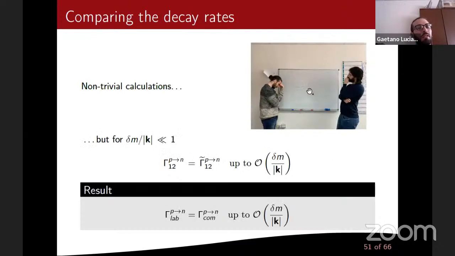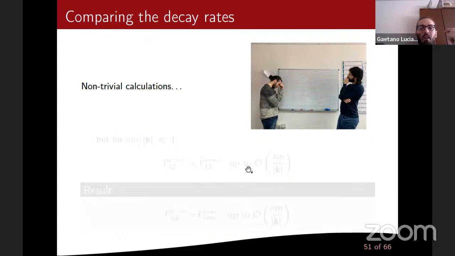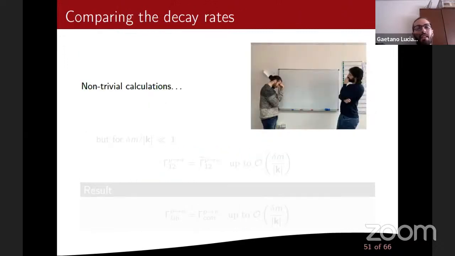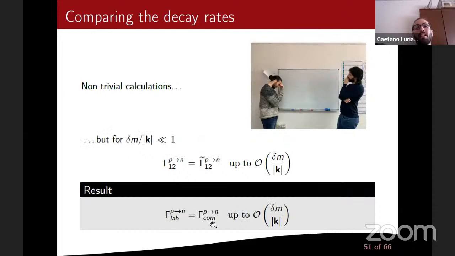The computations are non-trivial, as maybe you can see from this picture, but if we work in this approximation, which is a heuristic approximation, because we know that the mass differences of neutrinos are very, very small, you can see that also these off-diagonal terms are equal, at least to the leading order. So we have equality between the two decay rates using flavor states both in the laboratory and comoving frame. So flavor states are consistent, they preserve the general covariance of quantum field theory. And this is a way to infer properties of fundamental particles of the standard model using a fundamental principle of quantum field theory.